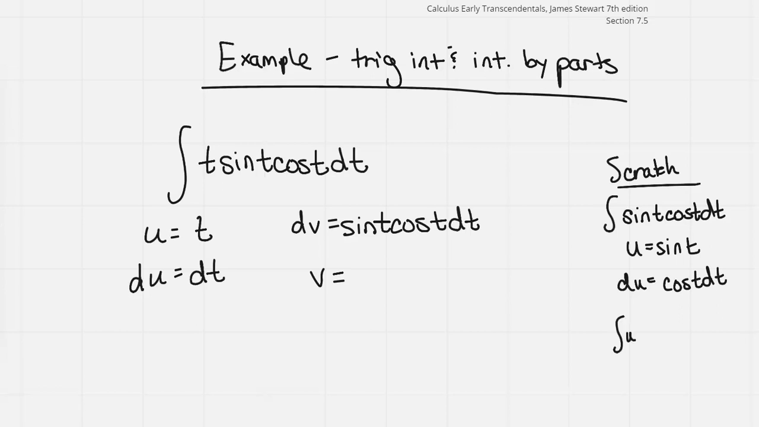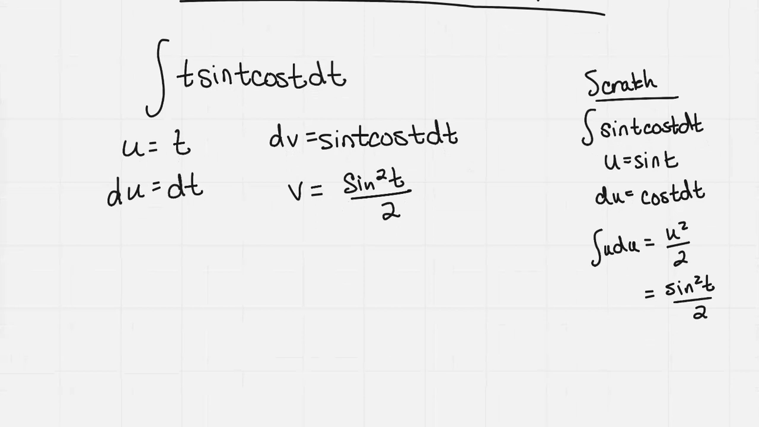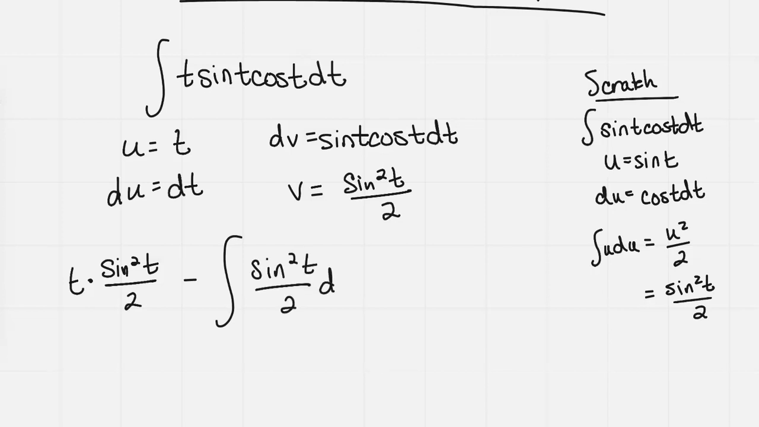That would give me the integral of u du, which is u squared over 2 for the antiderivative, and then plugging back in my substitution, I get sine squared t over 2. So a little scratch work on the side gave me my v of sine squared t over 2. And now I can do my integration by parts formula. I have uv, so t times sine squared t all over 2. And that's going to be minus v du, so minus sine squared t all over 2 dt.